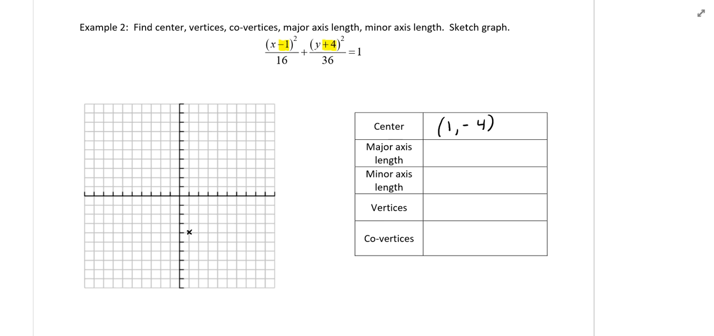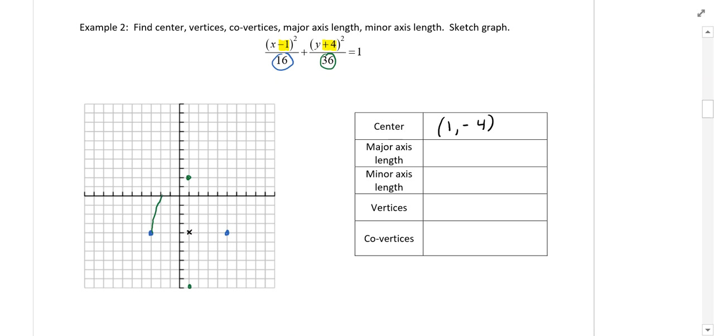Now, along the x on this one, I'm going to head 4. 1, 2, 3, 4. So that's the square root of 16. 1, 2, 3, 4 in either direction. And my y's, I'm going to head the square root of 36, or 6 in each direction. 1, 2, 3, 4, 5, 6. 1, 2, 3, 4, 5, 6.